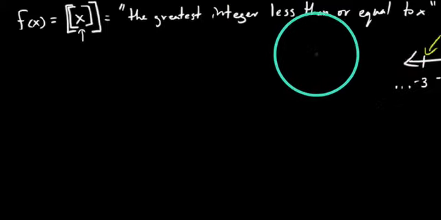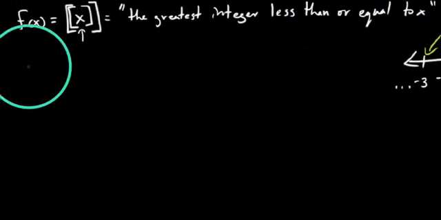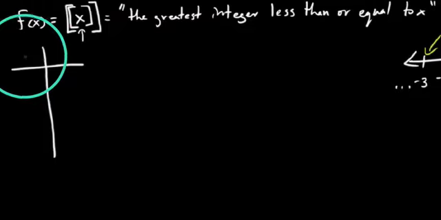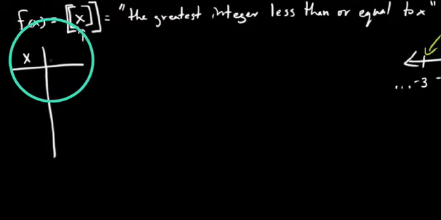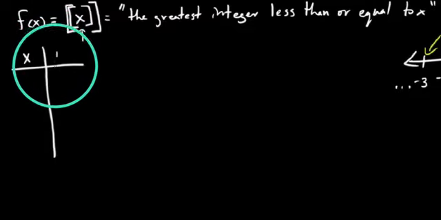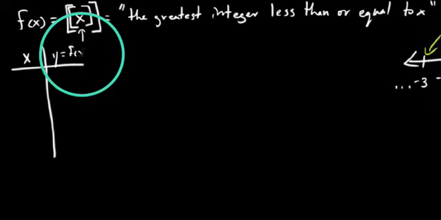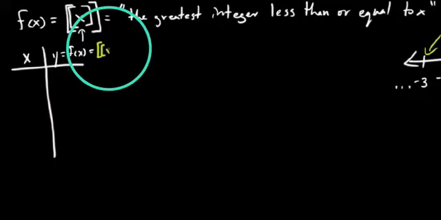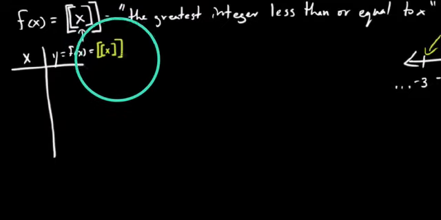That quick review of an integer is going to help us when we come over here and draw a table of this. Let's take a look at a few values. I'm going to write this over here: y or f of x. What we should be saying is the greatest integer less than or equal to x.